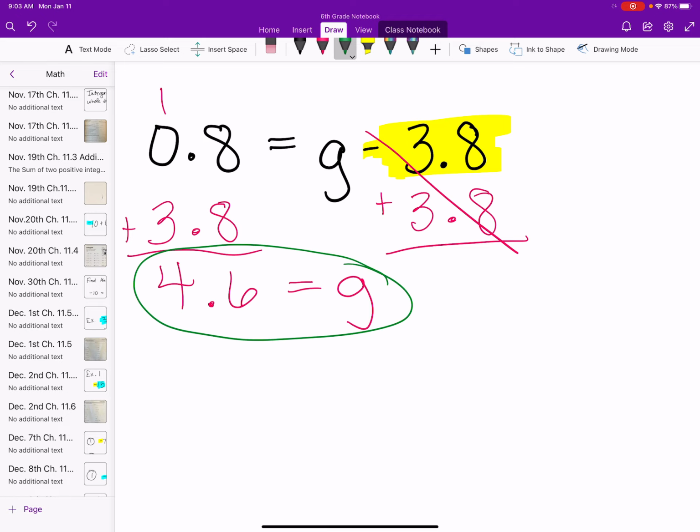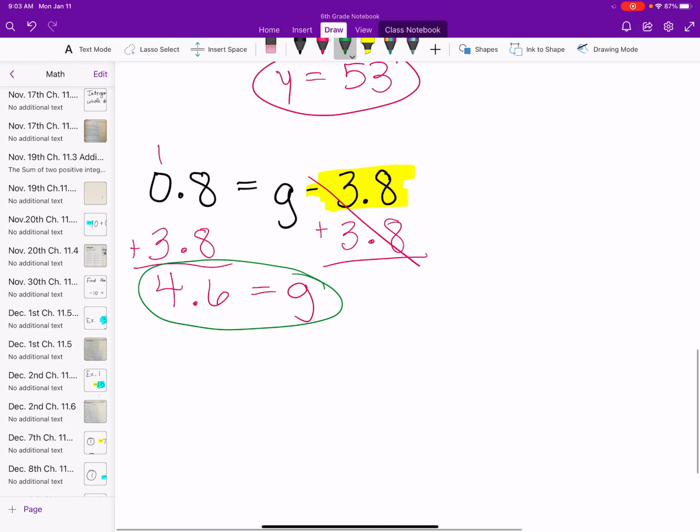Okay, I'm going to let you go so you can try some of them on your own on your worksheet.